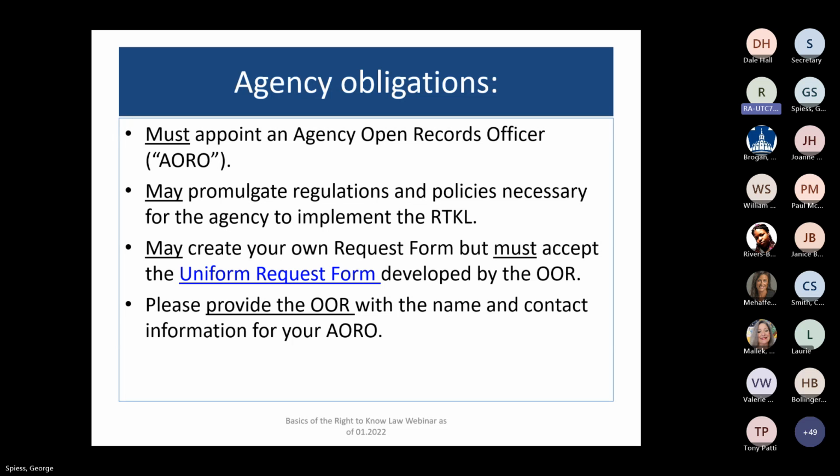And there are other examples as well. You can come up with your own Right to Know request form. Most agencies do. They like to have their seal at the top, perhaps information on who the AORO is. But you also must accept the uniform request form, the state form. It's on our website. There's not necessarily anything special about it. Many agencies will simply link to that as well, and that's fine. And then finally, we ask that you tell us who you are, because on our website, we have a database of AOROs across the state.